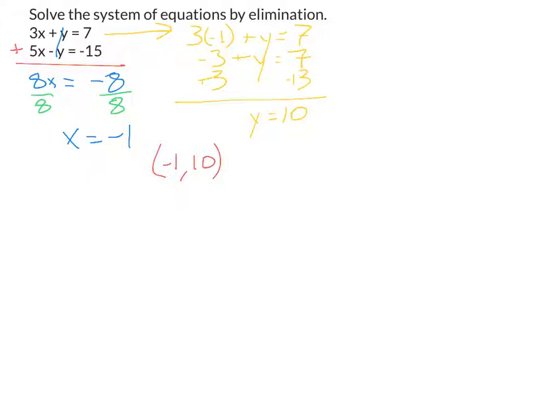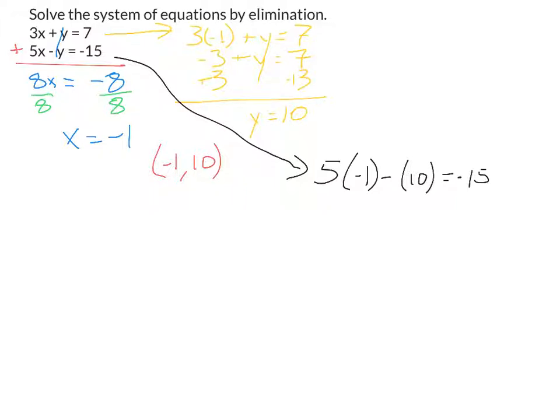We can check our answer by using the bottom equation and plugging these numbers in again and seeing if it's true for both. If it's true again, then we know we've done a correct solving job. So 5 times negative 1 minus 10 equals negative 15. 5 times negative 1 is negative 5. Still minus 10. Is that actually equal to negative 15? Yes, it is. So this must indeed be our solution. Let's look at another one.